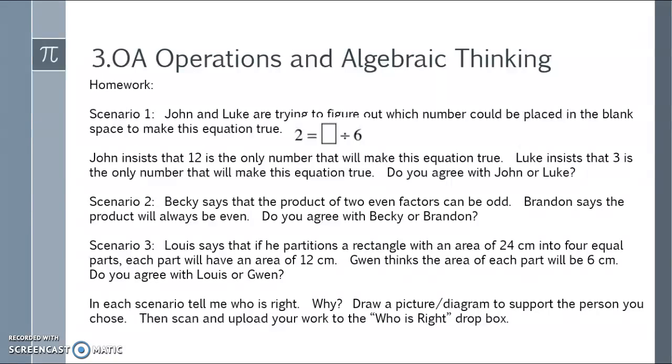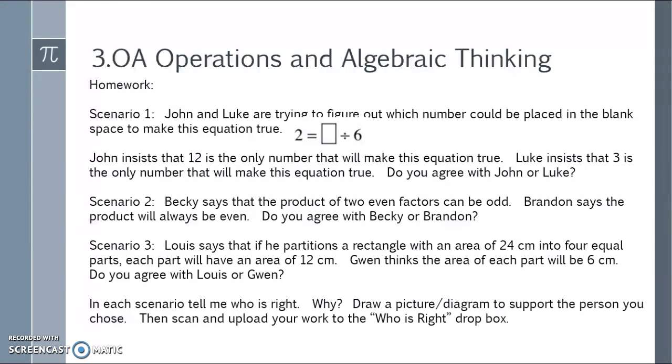John insists that 12 is the only number that will make this equation true. Luke insists that 3 is the only number that will make this equation true. Do you agree with John or Luke? Scenario 2. Becky says that the product of two even factors can be odd. Brandon says the product will always be even. Do you agree with Becky or Brandon?